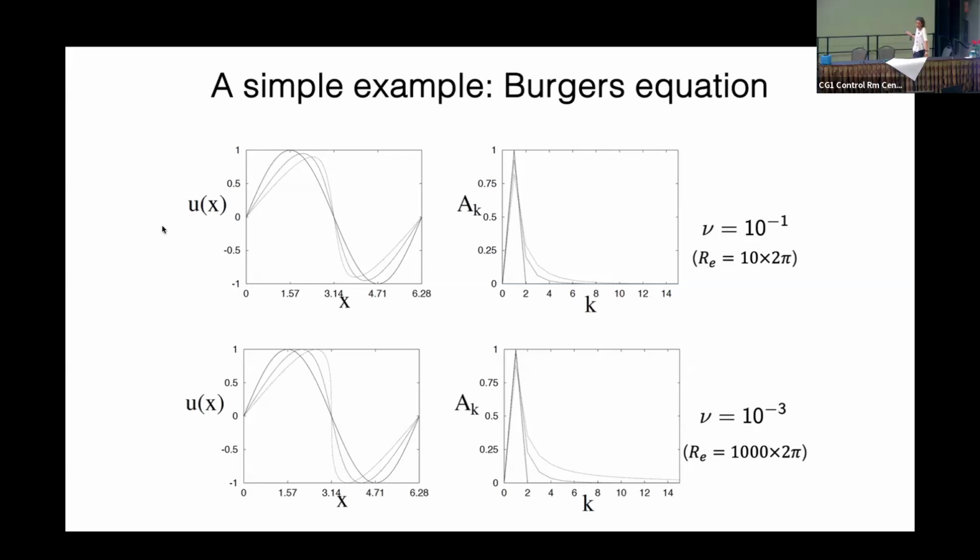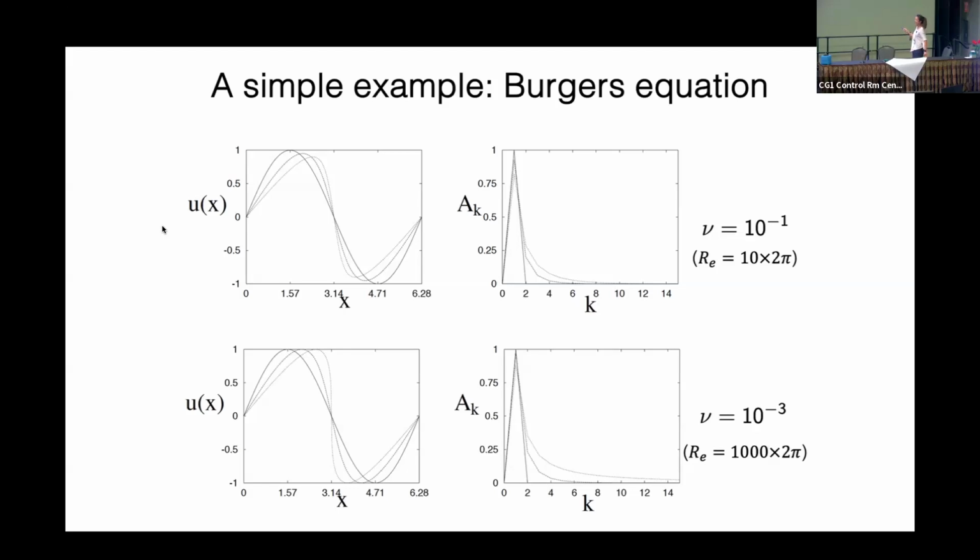For Burgers' equation, you can also write it in dimensionless form and define a Reynolds number, which in this case is defined through the length of the box. So low Reynolds number on the top, high Reynolds number on the bottom. The initial condition is the solid line, and the dashed and dotted lines are two subsequent times. On the right column, I'm showing the corresponding Fourier modes as a function of K at different times.